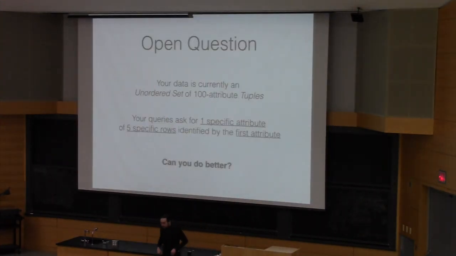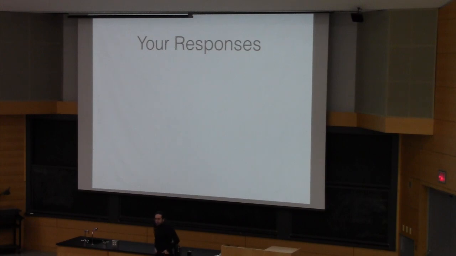Just to open things up a little bit, at the end of last class and on Piazza, I put up a question that gave a particular scenario. You have a data set that consists of a huge number of tuples in an unordered set, and these tuples are really, really wide, and you have a query workload that asks for specific records out of specific entries in that set. There were a number of very good responses on Piazza, so let's actually go through some of them.